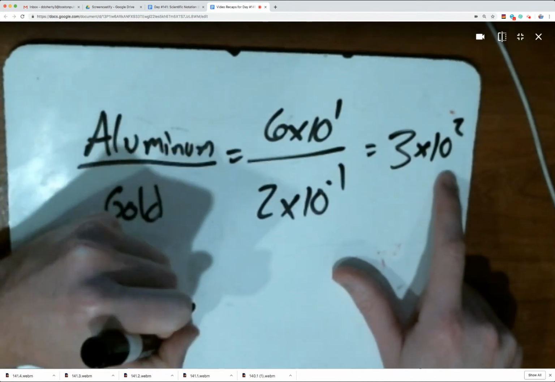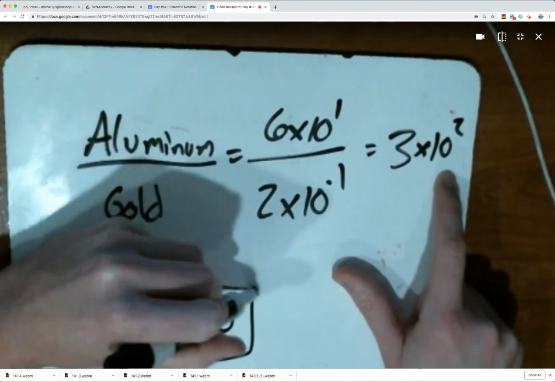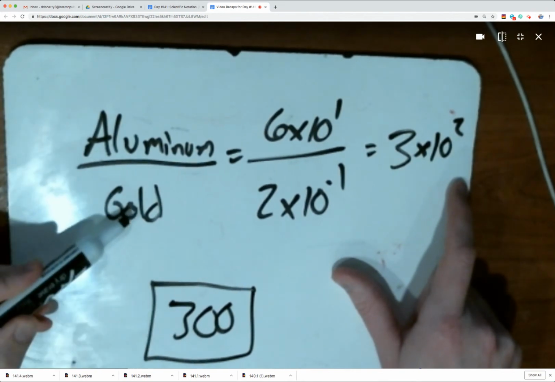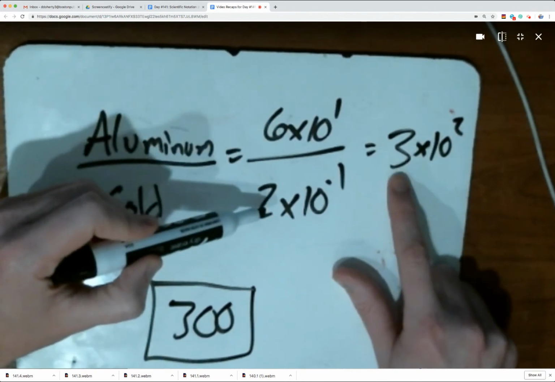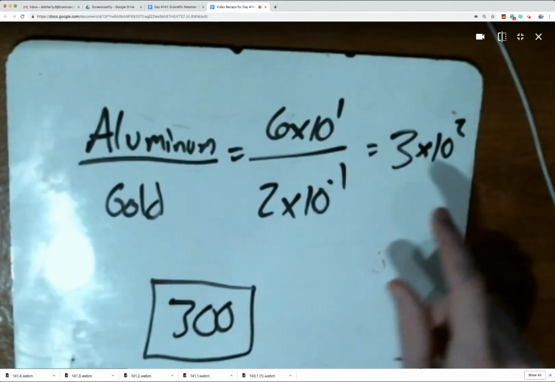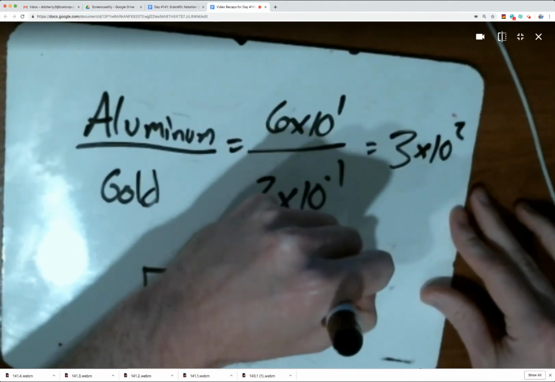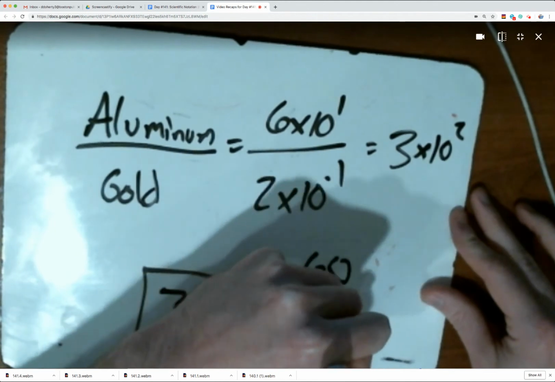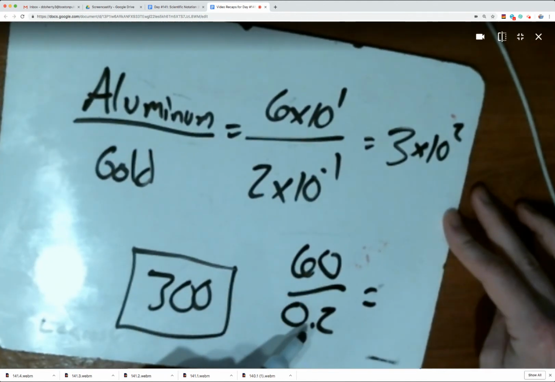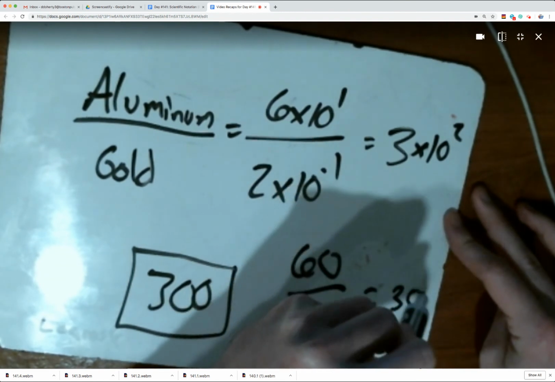3 times 10 to the second is really 300. So I know that aluminum is in total 300 times larger than gold because the coefficient is 3 times as large, and there's 2 extra powers of 10. You could have set this up another way. 6 times 10 to the first is 60. 2 times 10 to the negative first is 0.2. And if you do 60 divided by 0.2 on your calculator, you're also going to see 300.